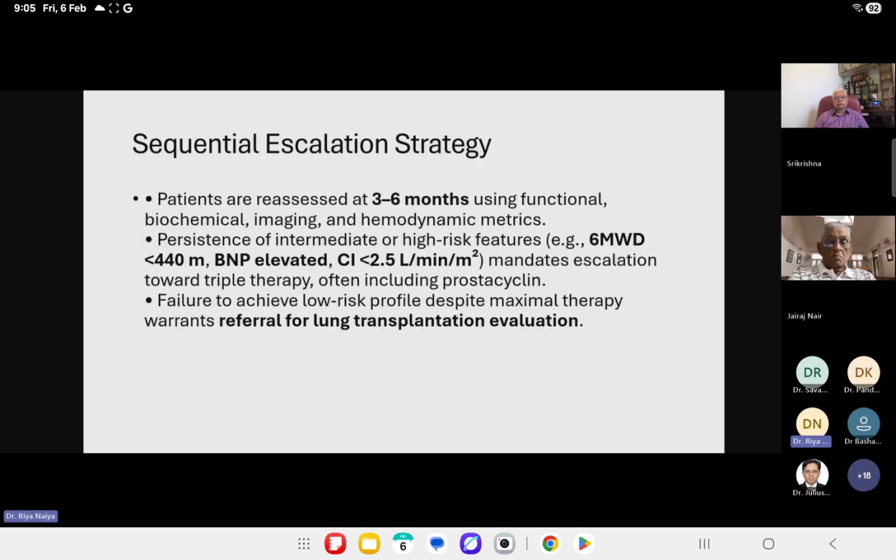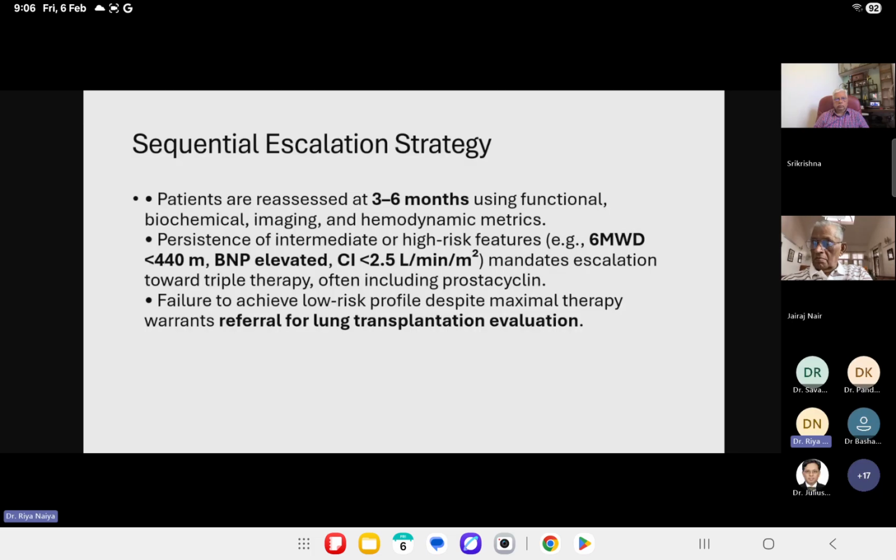Sequentially, therapy needs to be escalated every 3 to 6 months using functional, biochemical, imaging, and hemodynamic metrics. Persistence of intermediate or high risk features, that is, a 6-minute walk test of less than 440, elevated BNP, and cardiac output of less than 2.5, mandates escalation towards triple therapy, often including prostacyclin. Failure to achieve a low risk profile despite maximal therapy warrants a referral for lung transplant evaluation.